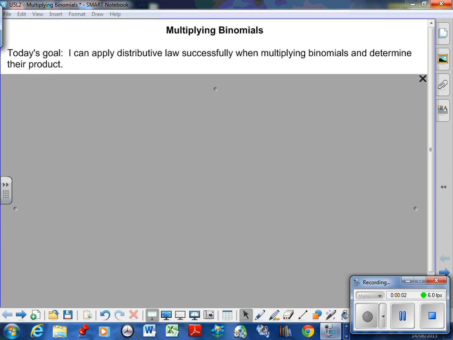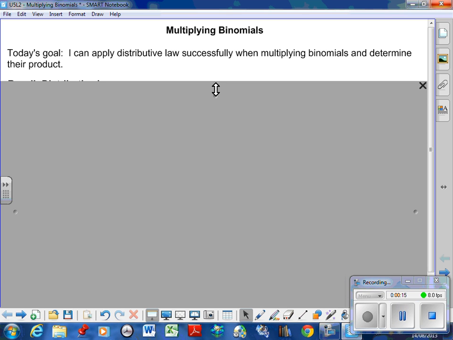Hello and welcome to lesson number 2. Multiplying binomials is the topic. Your goal today is that you can apply the distributive law successfully when multiplying binomials and determine their product. So that's what we're working on today: multiplying binomials.